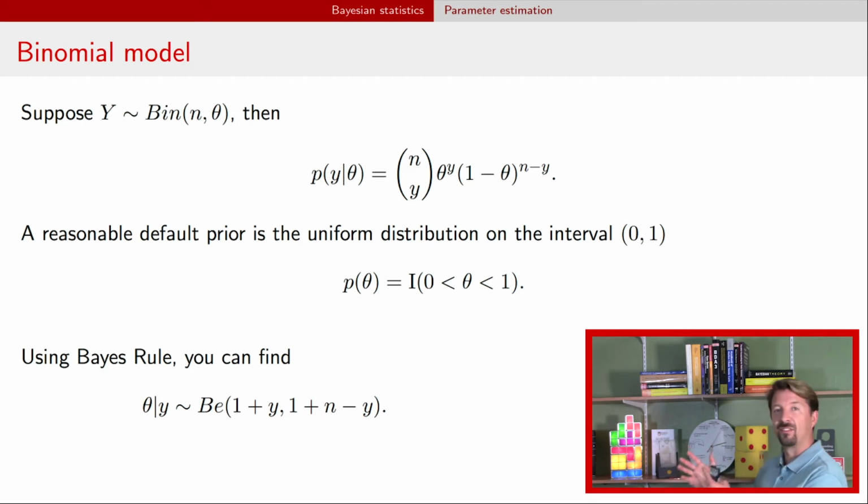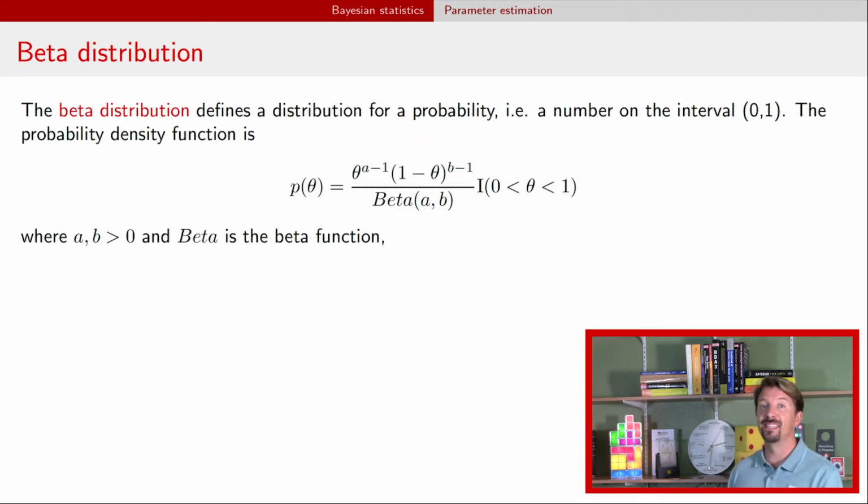Now, if you've been following along with these Stat 587 videos, you probably have not heard of a beta distribution. And so let's just take a moment to talk about this beta distribution. So the beta distribution defines a distribution for a probability. That is, numbers on the interval 0, 1. So its support is the interval 0, 1.